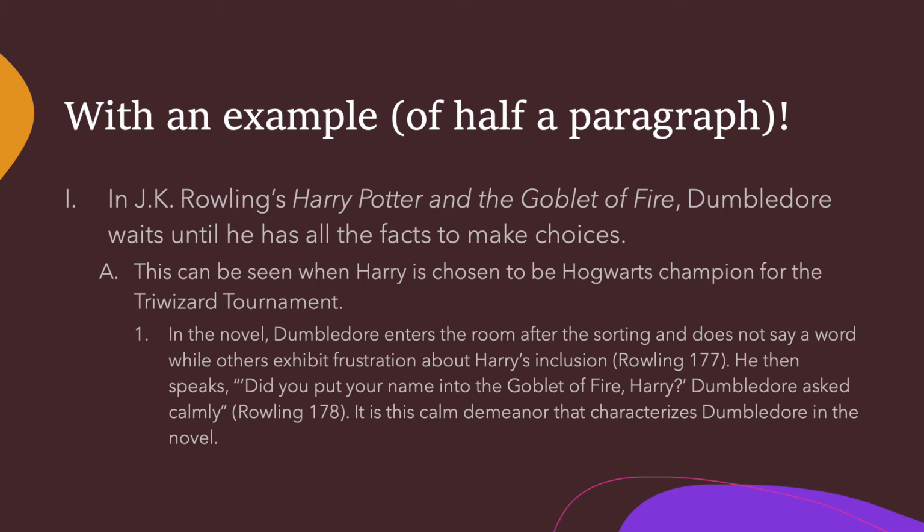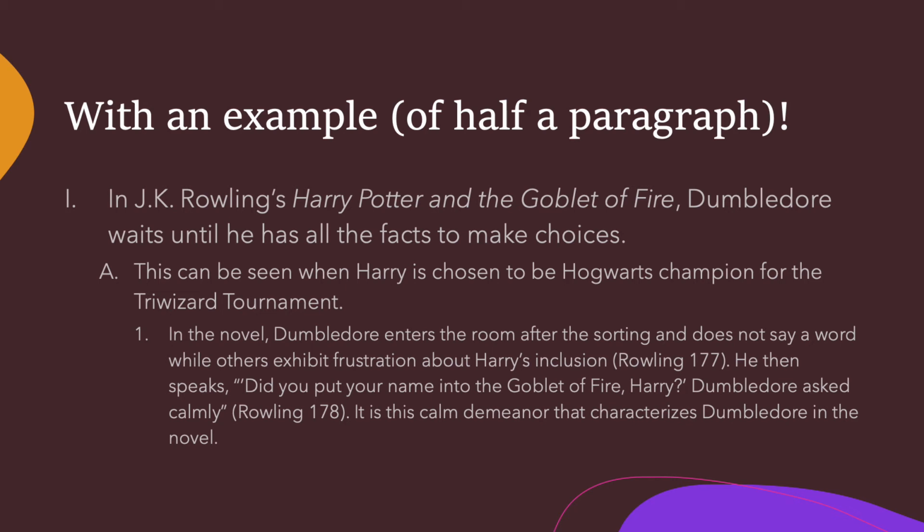Right? So we've got our topic sentence. In J.K. Rowling's Harry Potter and the Goblet of Fire, boom, we know that this one is about the novel because the author's name is there. Dumbledore waits until he has all the facts to make choices. Perhaps judgments would have been a better word there, but either way, right? So we see topic 1 is Harry Potter and the Goblet of Fire, the book. Point A is Dumbledore waiting until he has all the facts, right?